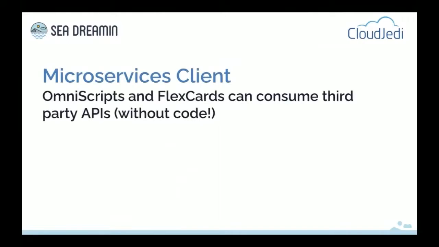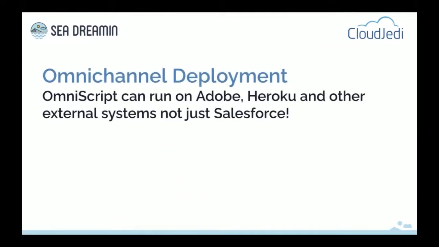When I say microservices client, it's basically allowing both OmniScripts and FlexCards to consume third-party APIs. Like in the demo earlier, it's actually consuming a weather API to provide us with information about the weather within that specific location. Third one is omni-channel deployment. So one of the limitations of screen flows is that it has limits in terms of where it can be deployed, right? So the power of OmniScript is it can actually run even outside Salesforce. So even external systems like Adobe or Heroku, right? It has that capability.